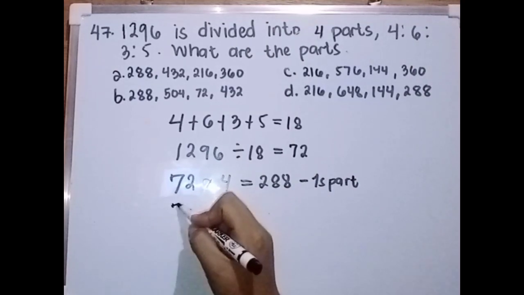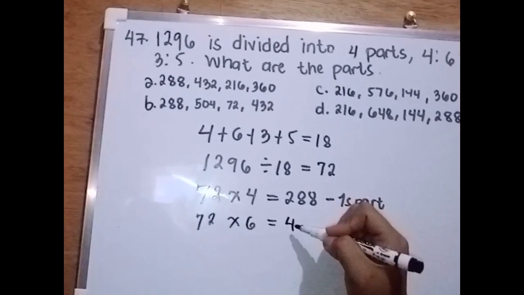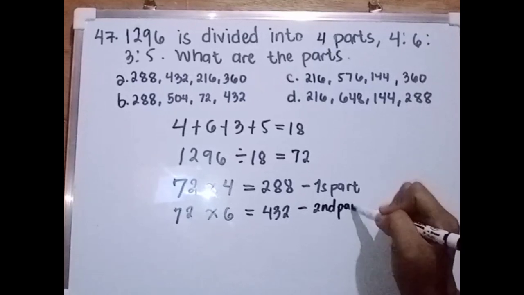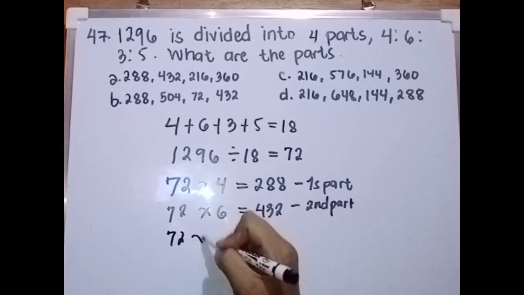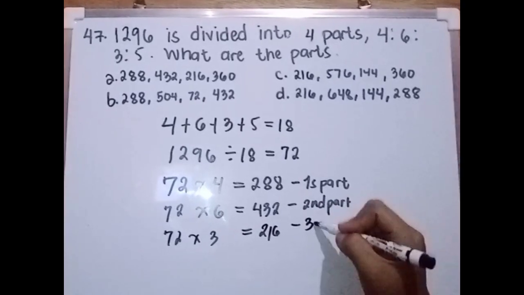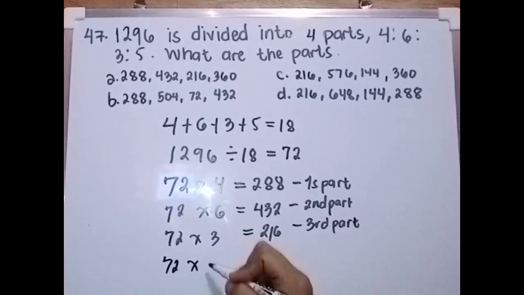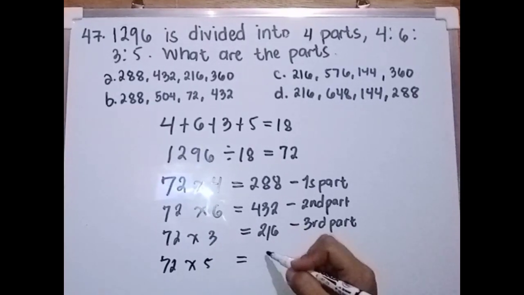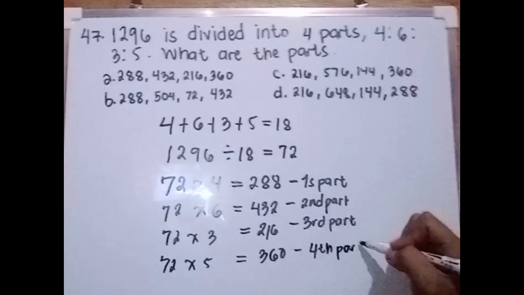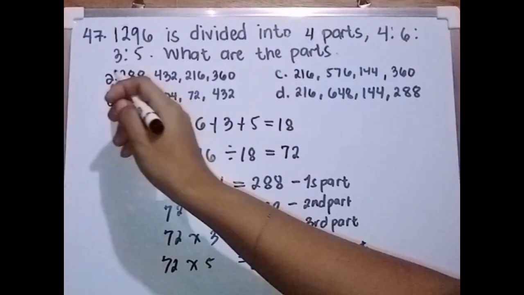To get the second part, 72 times 6 is equal to 432, our second part. 72 times 3 is equal to 216, which is our third part. 72 times 5 is equal to 360, which is our fourth part. So therefore, our answer is letter A.